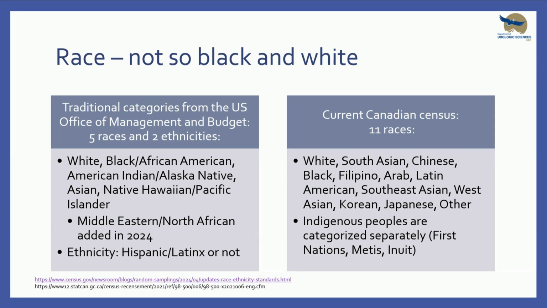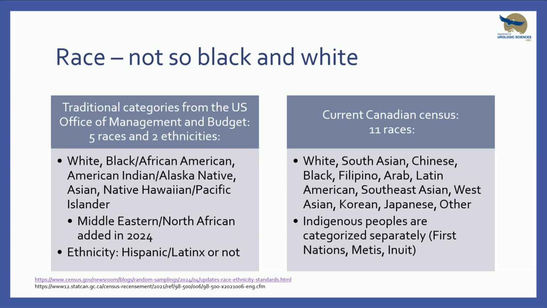The current Canadian census has a few more categorizations for race. So compared to the left-hand side, we have Asian broken down further into South Asian, Chinese, Filipino, Southeast Asian, West Asian, Korean, and Japanese. We have the addition of Arab, and then we also have other. And like I said previously, Indigenous peoples are categorized separately into First Nations, Métis, and Inuit.